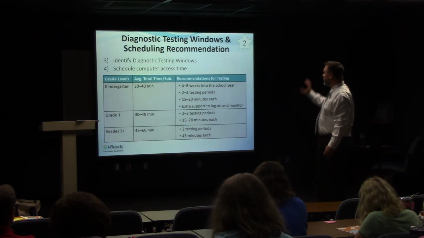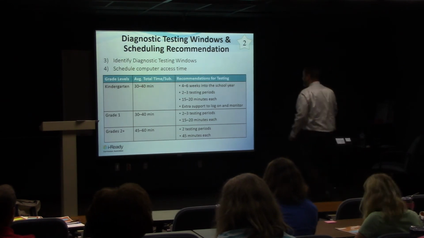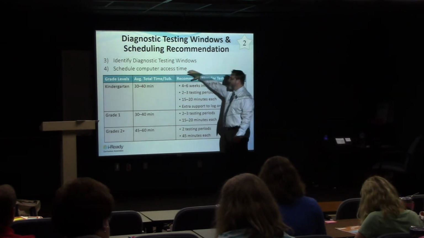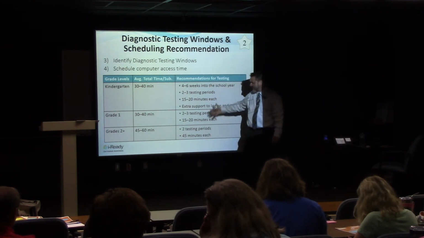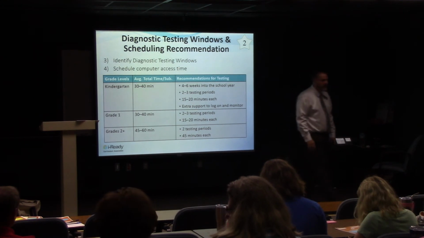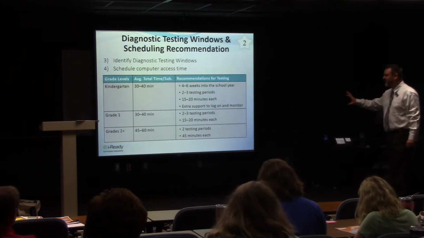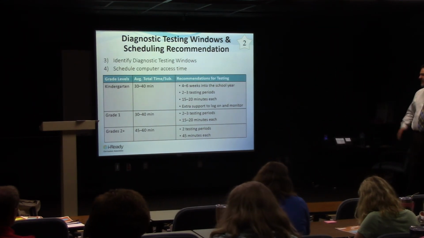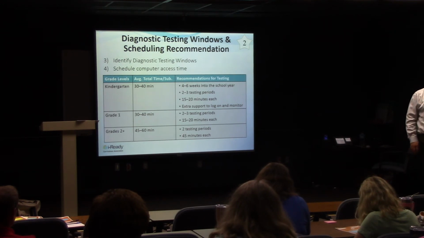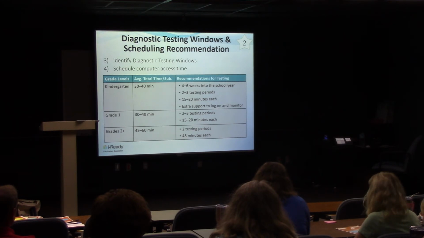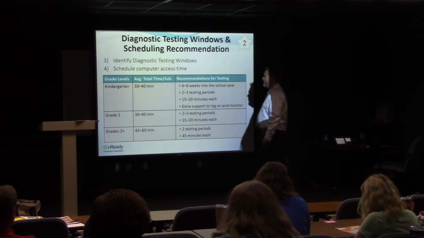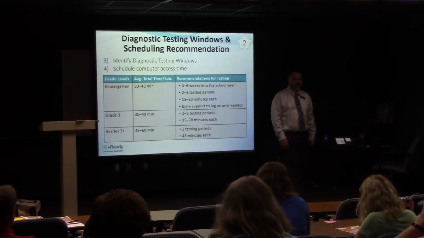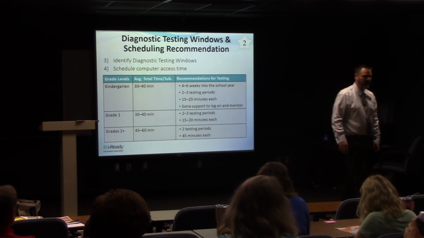I did want to show you this piece. So once you've identified the windows, here's some average total times. And we talked about this a little bit earlier, but I just wanted to have that visual up for you all as well. Like we said, K and 1 about 30 to 40-ish minutes, grades 2 plus about 45 to 60 minutes. And we do recommend having a break in between those so they're not just sitting there taking it the whole time. Okay? So just some things to think about and talk through at your building or district level whenever you guys have those meetings later on.